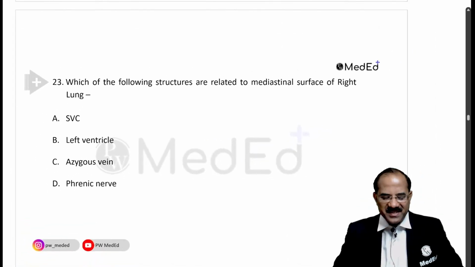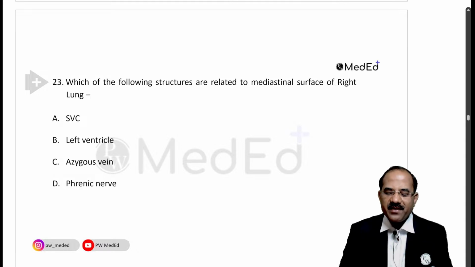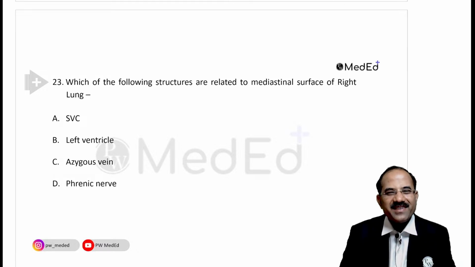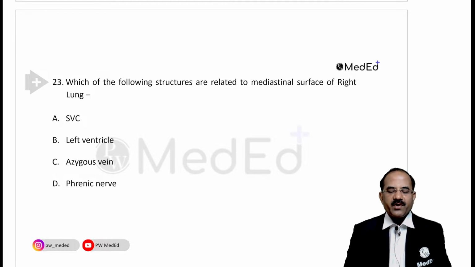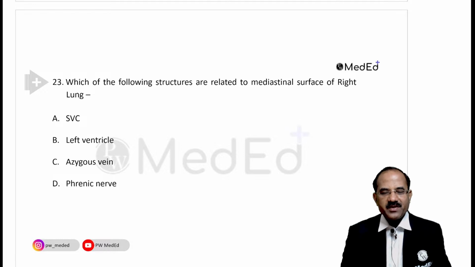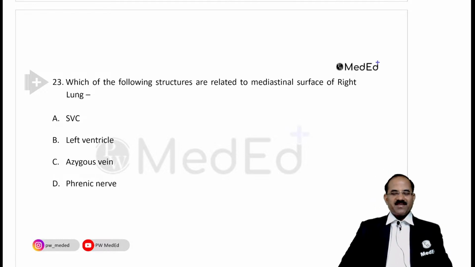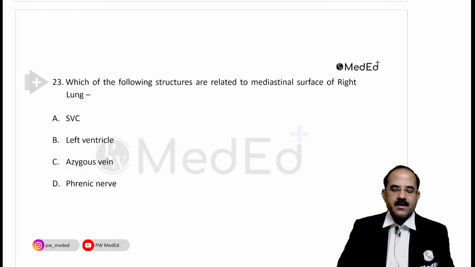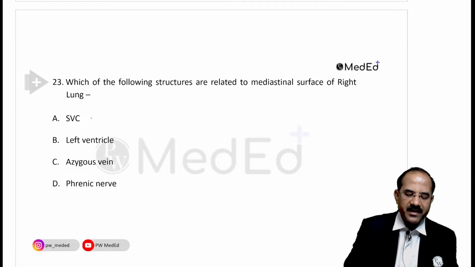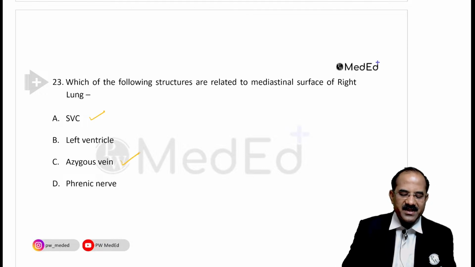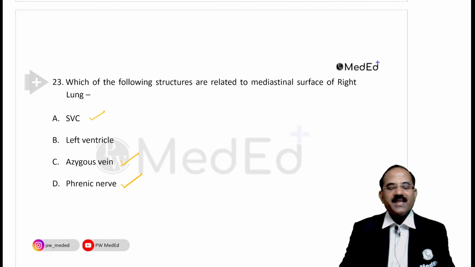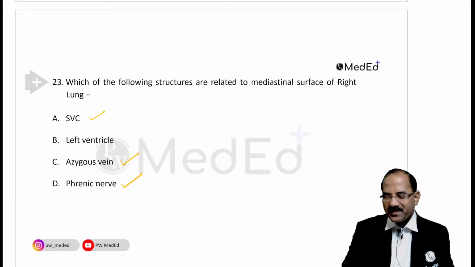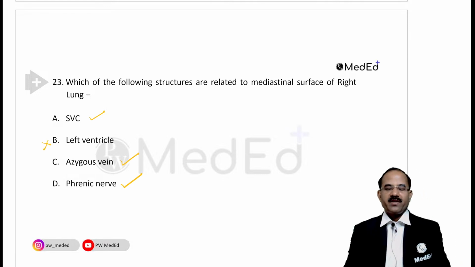Now you can answer this. Come on. Which of the following structures are related to the mediastinal surface of the right lung? Answer this. We've just seen this. Azygous vein, yes. Phrenic nerve, yes, in front of the hilum. Above the hilum is the azygous vein. So what is the answer? It's the left ventricle.